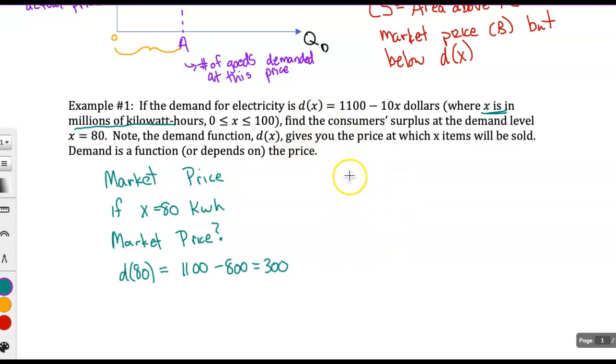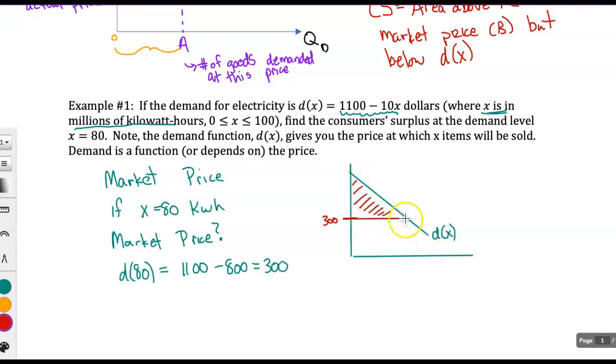So if we draw this real fast, we'll get our X and Y axis here. And here's the graph. We would start up at 1100 and go down, so it's just a negative sloped line. This is my demand curve. And then we have a market price of 300, so we would throw 300 on here somewhere. You don't have to be perfect with this. We go over to the line. This area under here is my consumer surplus. And this output right here, we said X equals 80, so this would be 80.